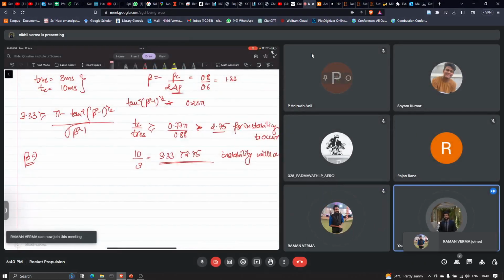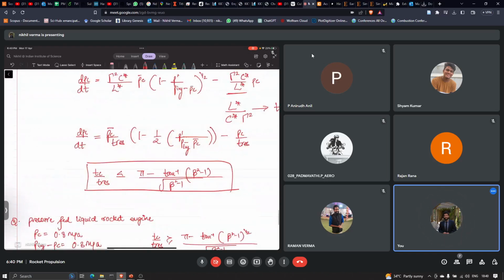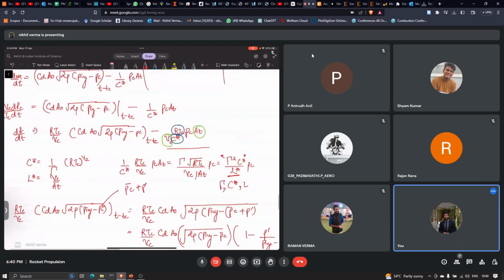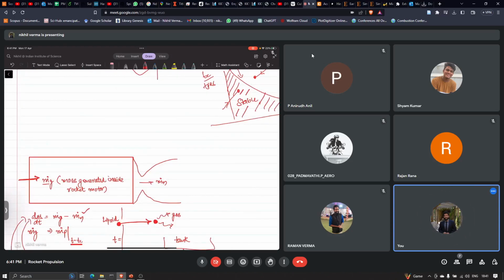You know the chamber pressure for this condition, so you can calculate what is delta P across the injector, and based on that, you can design your turbopump. Okay, I hope this is clear. This is an involved derivation. You can have a look into Professor Ramamurthy's book. The chapter name is Combustion Stability itself, and in that he has done the derivation. So any questions on this?